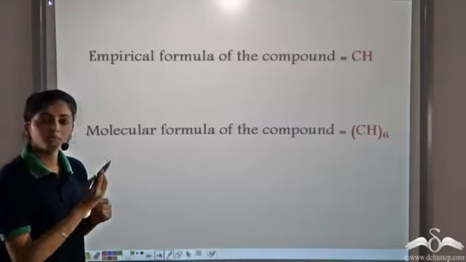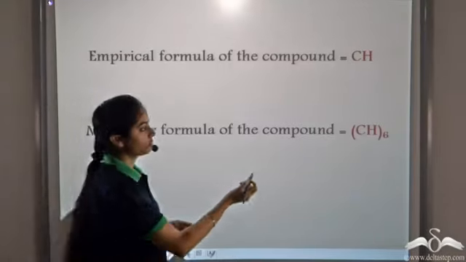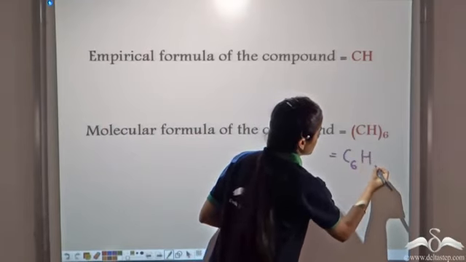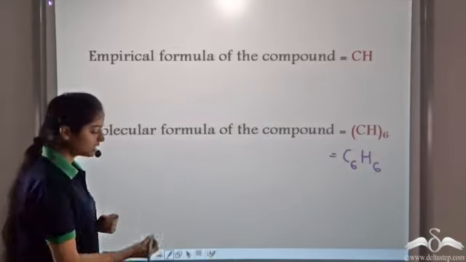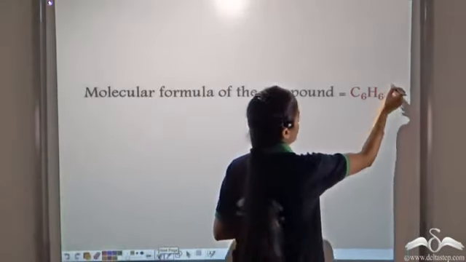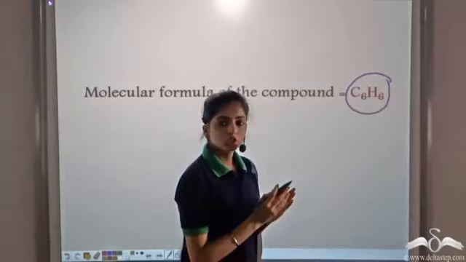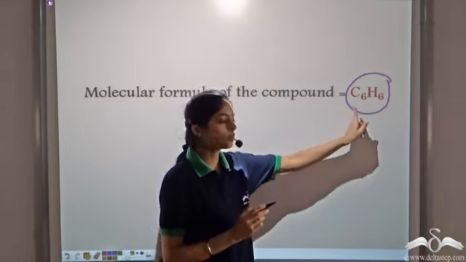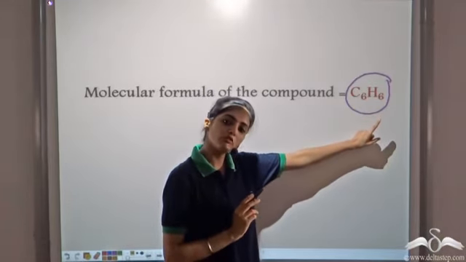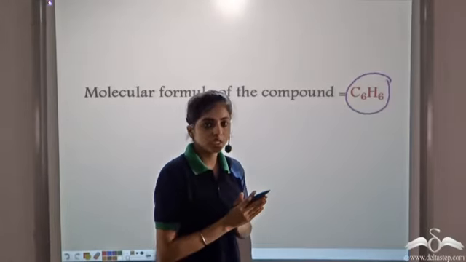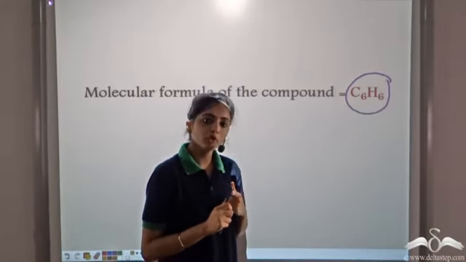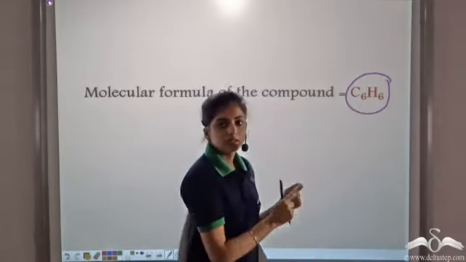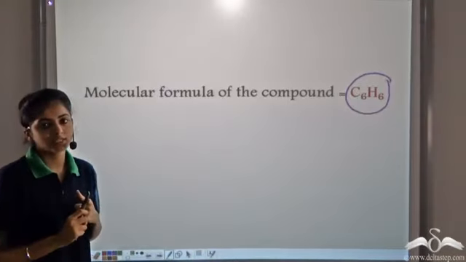Now, in order to find the molecular formula, we multiply this 6 with the empirical formula. We know that the empirical formula is CH. On multiplying CH with 6, we get C6H6. So this is our molecular formula. This shows that the simplest ratio in which carbon and hydrogen atoms are present is 1:1, which is the empirical formula, and the actual or molecular formula, which shows the number of carbon atoms and hydrogen atoms, is C6H6. That means there are 6 carbon atoms and 6 hydrogen atoms.